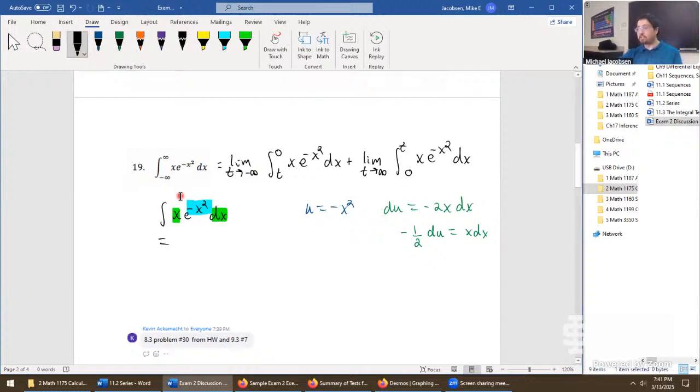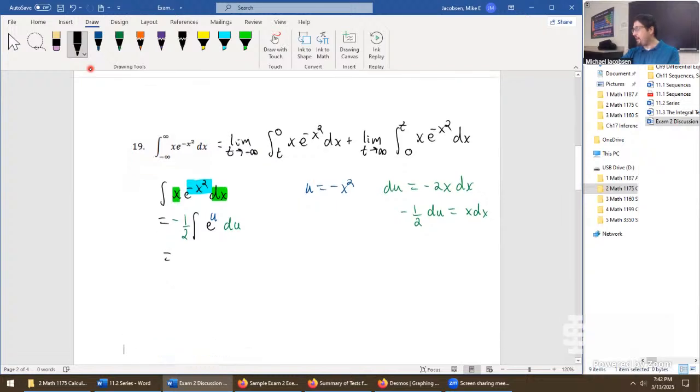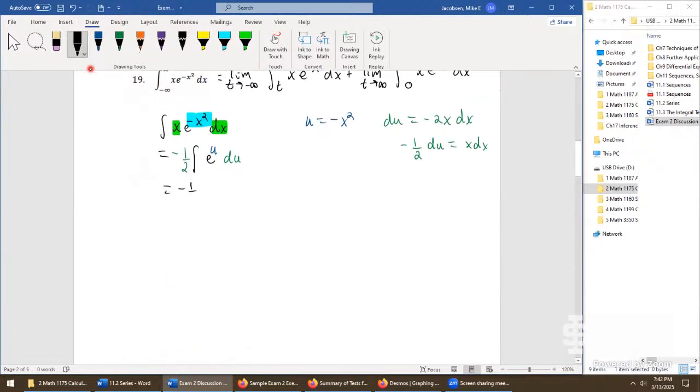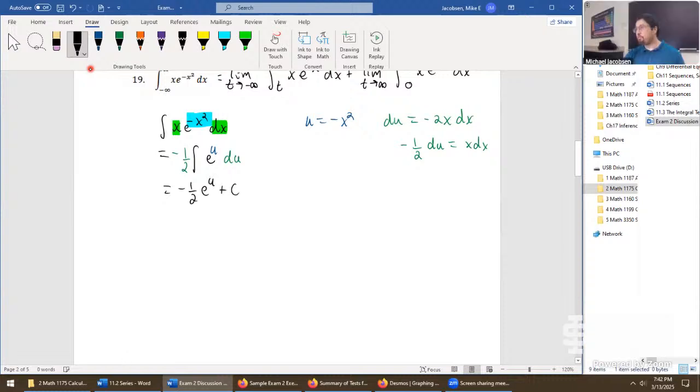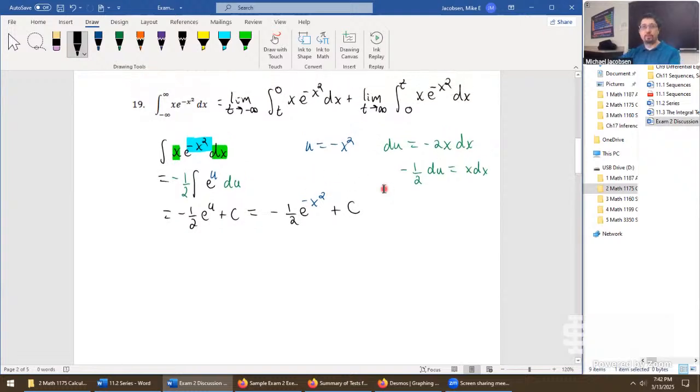So back over here, we re-express the integral. Let's pull out the negative 1/2 outside the integral, if you prefer. You don't have to. Then the x dx part we see here is just the negative 1/2 already outside, du. Inside is just e to the power u. So altogether, we now have negative 1/2 e to the power of u plus a constant. So this turns into negative 1/2 e to the power of negative x squared plus that same constant. So we've got an antiderivative.